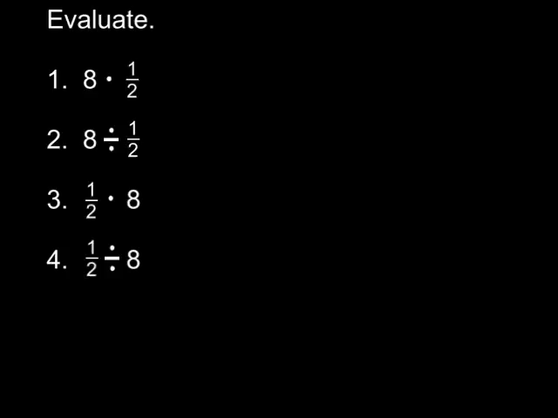When operating on fractions with whole numbers, you'll want to turn the whole numbers into fractions, so everything you're working with is a fraction. So the first thing I'm going to do, on number 1, is turn the 8 into 8 over 1. Because any whole number, if I want to write it as a fraction, I write it over 1. So now I have 8 over 1 times 1/2.